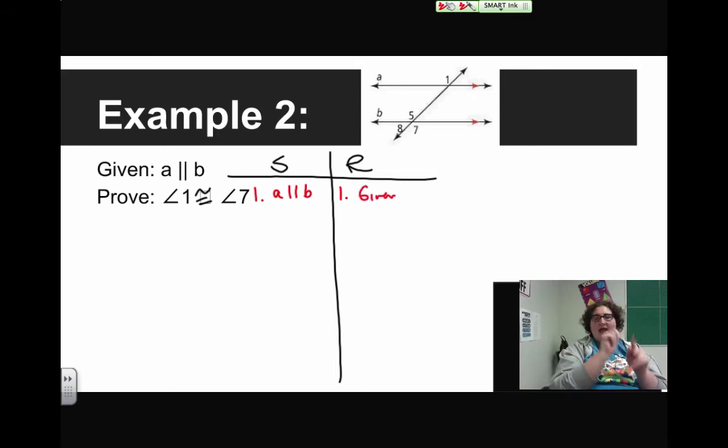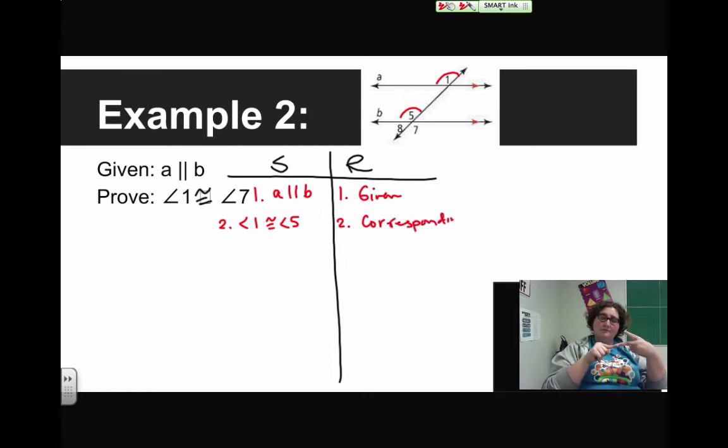That was given. Okay, now if I know that A is parallel to B, I also know that my corresponding angles here have to be congruent. So I can say that angle 1 is congruent to angle 5 because corresponding angles of parallel lines are congruent. Okay, so now I know 1 and 5 are congruent to each other.